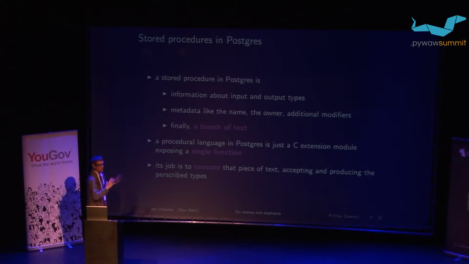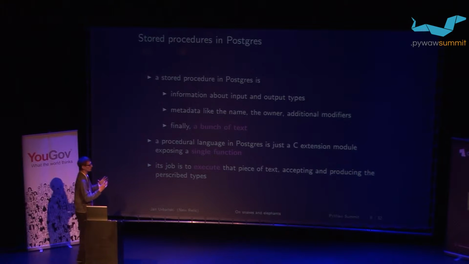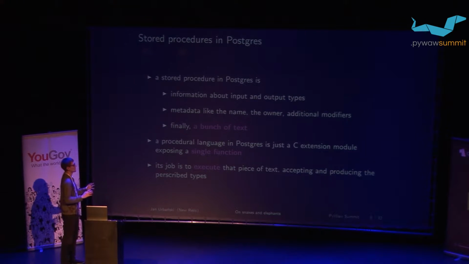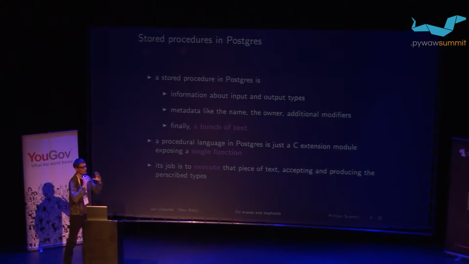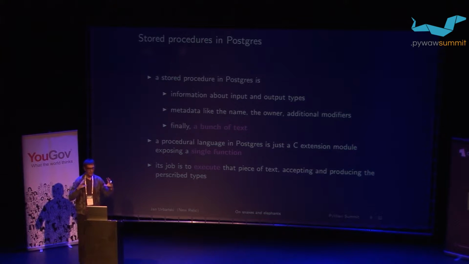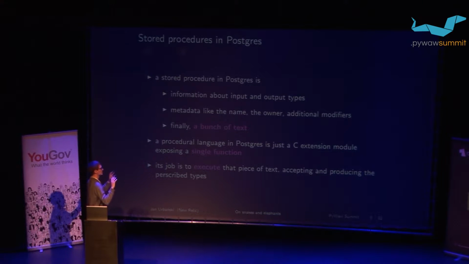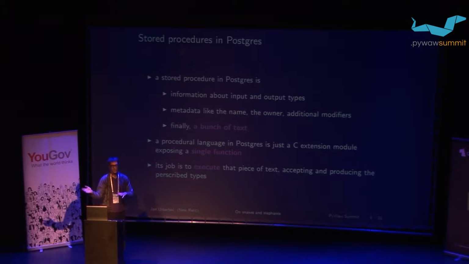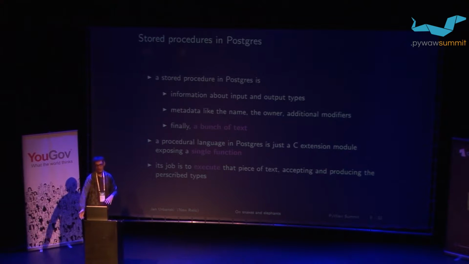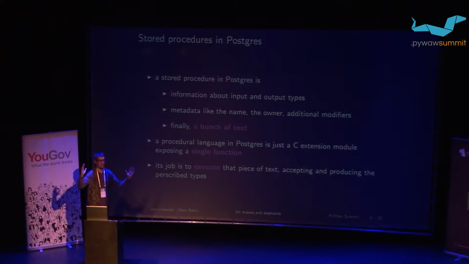So how do stored procedures look in Postgres? What are stored procedures as far as Postgres is concerned? In Postgres, a stored procedure is 3 bits of things. It's info about input and output, so it's a thing that knows I'm accepting an integer and a string, and I'm producing a string. It has some additional metadata, because you have a name, so you can call the procedure, and essentially a bunch of text, just a blob of text.